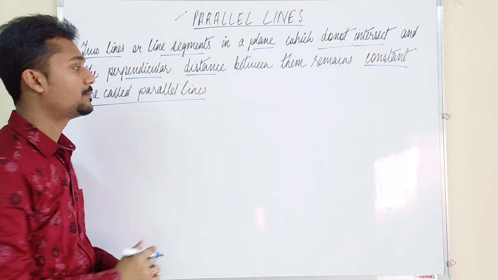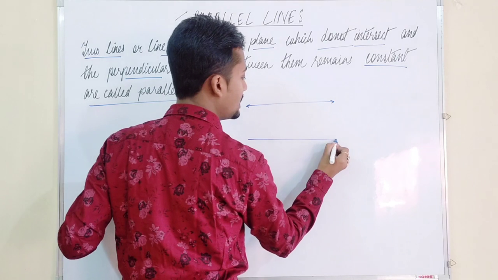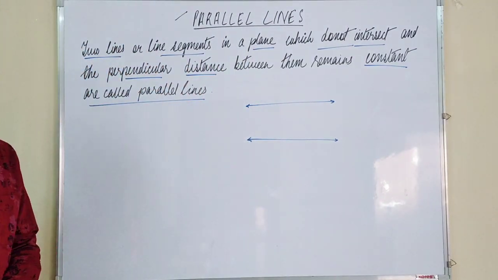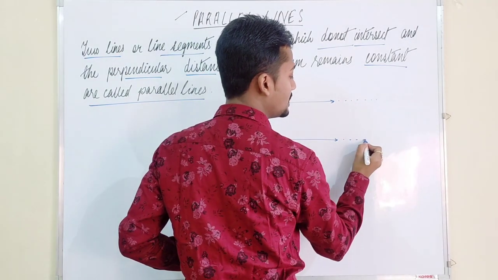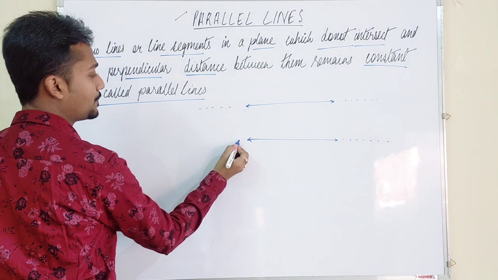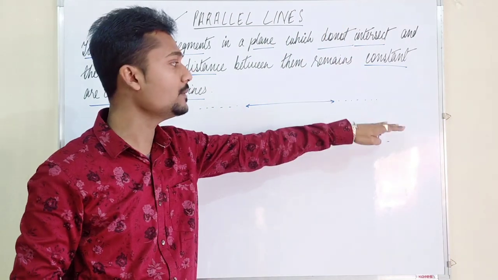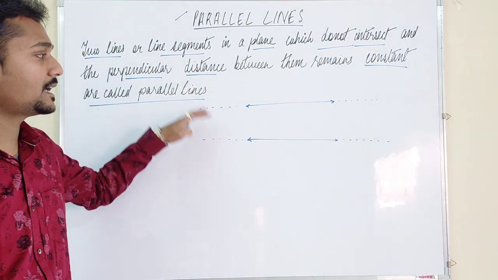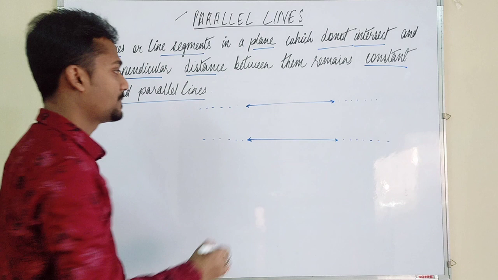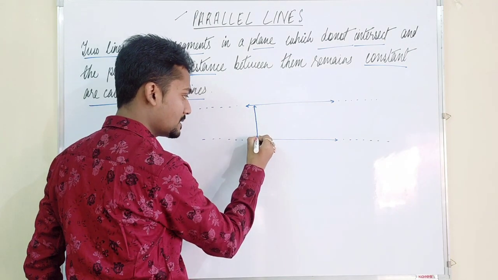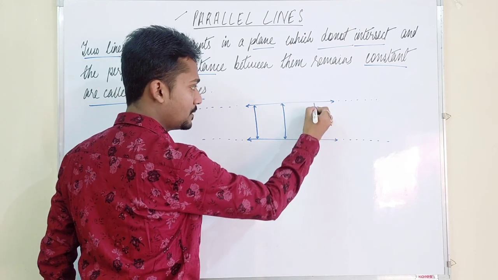Now let us try to understand with the help of a figure. So this is a line and this is another line. They are parallel or not, how can we say? If the lines, if extended, will not meet. That means they will never meet or cut each other if they are extended in both directions. And this is known as the perpendicular distance between them.